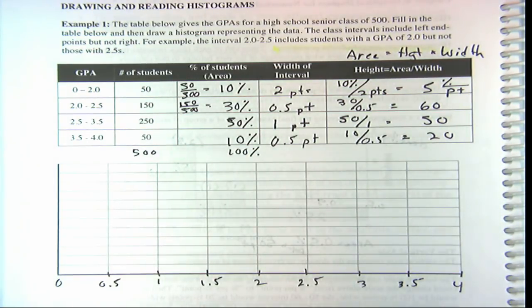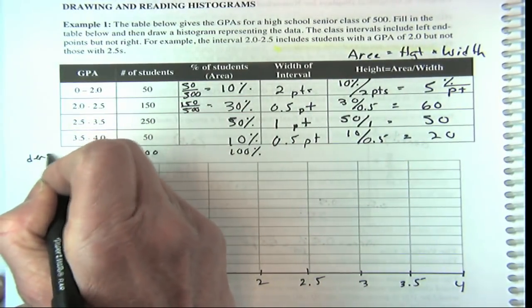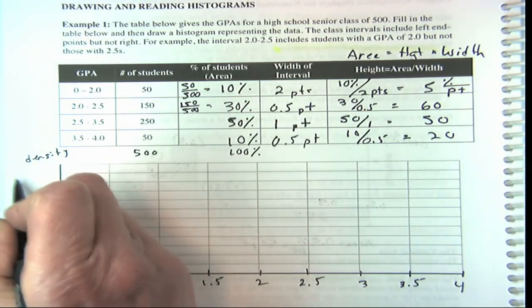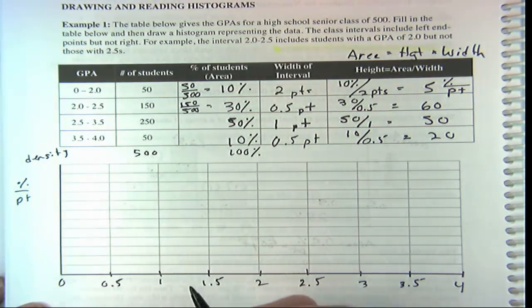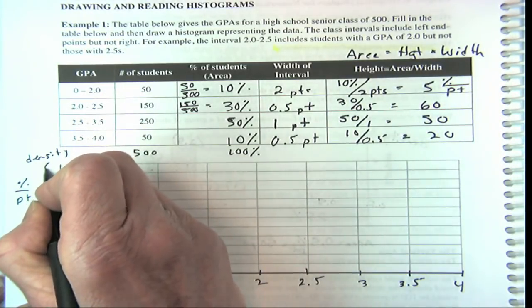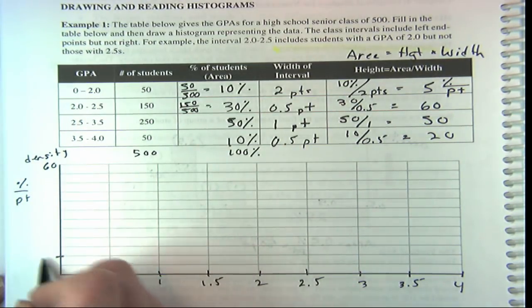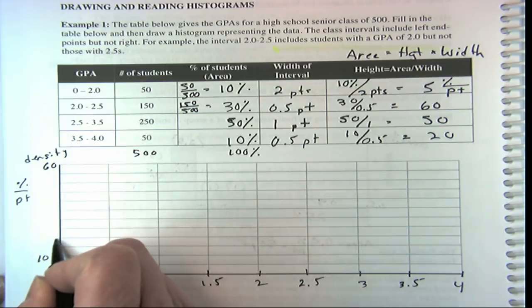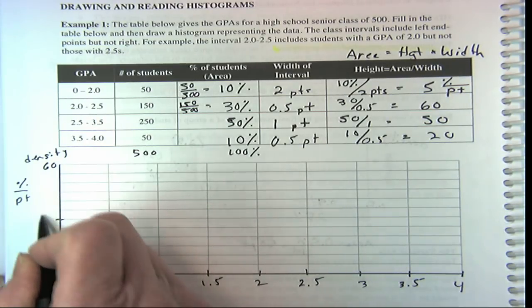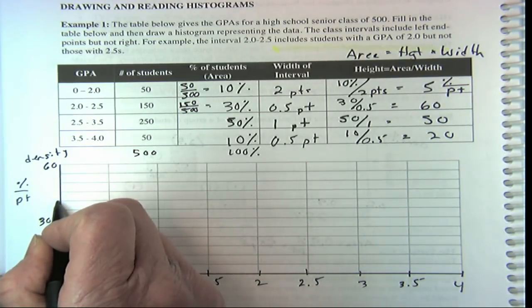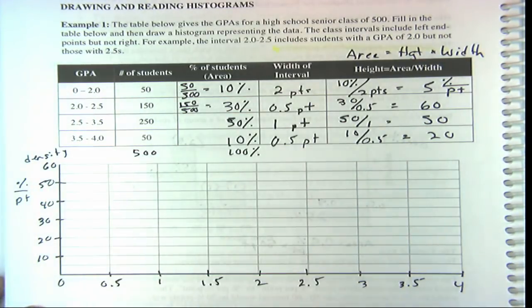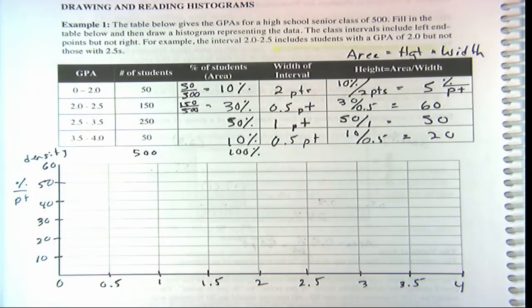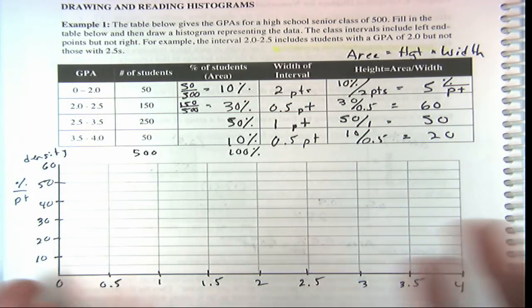So we're going to label this. This is our density, and it's percent per point, and we're going to label it up to 60 here. So that's 10, 20, 30, 40, 50. All right, so now we can just draw the histogram.